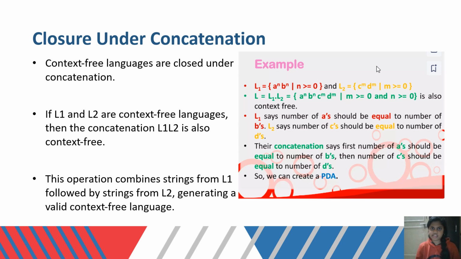To prove that, we can see the example on the right side, where L1 and L2 take some languages or strings which have different outcomes, and they are finally concatenated to show that it also belongs to the context-free language. So this is how we can prove closure under concatenation. Let us move to the next part.